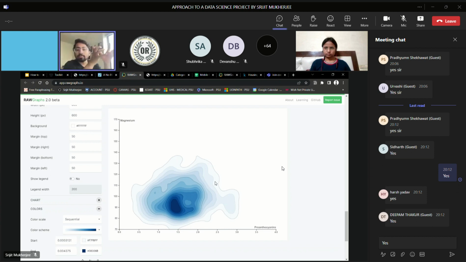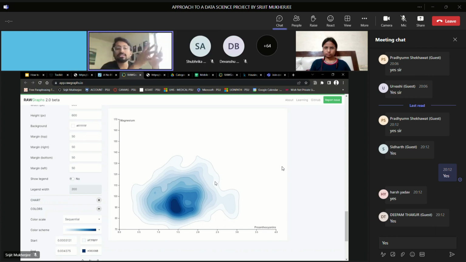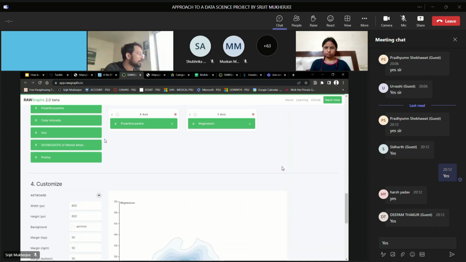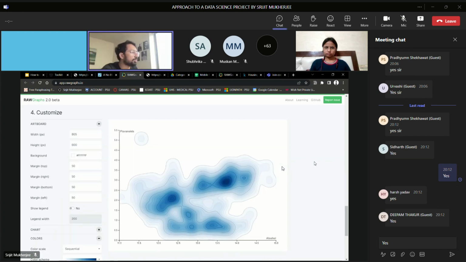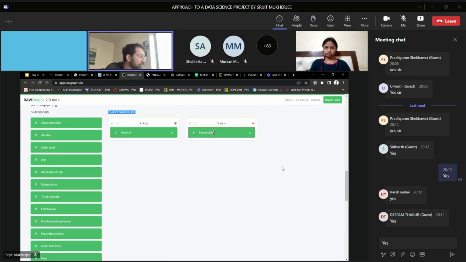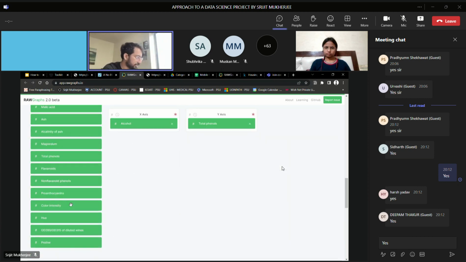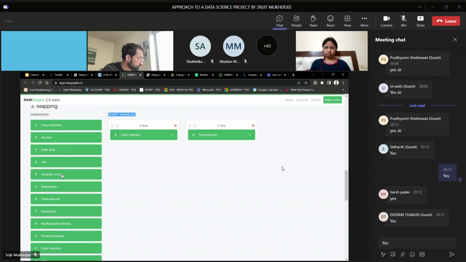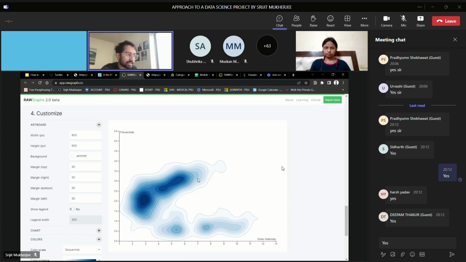So what does it mean? Magnesium and proanthocyanins together give you no information about similar behavior. But if you take alcohol and, let's say, total phenols, or flavonoids, you can see that probably there are three behaviors. Let's take total phenol. You will see that there are three behaviors out there. If you take flavonoids and color intensity, you'll also see that there are two behaviors, not exactly three.